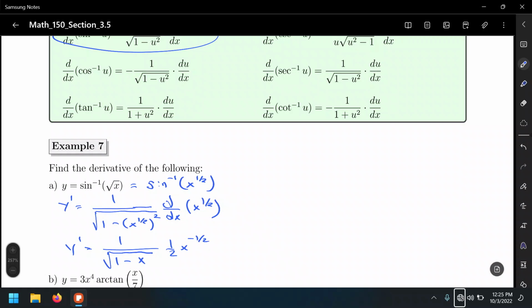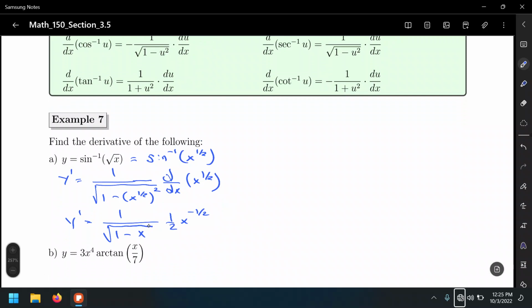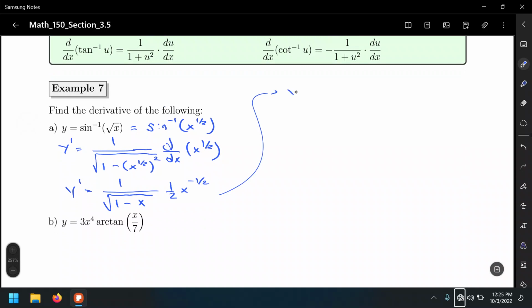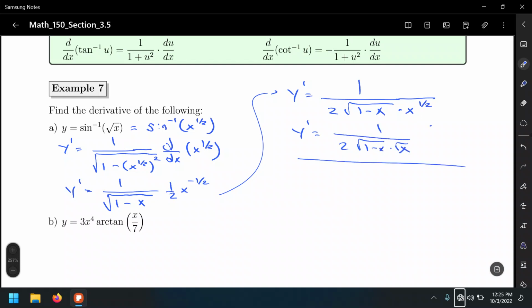The remaining part of the problem is just to rewrite this in a nicer way. Notice this denominator 2, I'm going to write it in front of the x. And so y prime equals 1 over 2 root of 1 minus x. And this x to the negative 1/2, I'm going to send to the denominator as x to the 1/2. At the same time, I'm going to rewrite this x to the 1/2 as root of x. So we get 2 root of 1 minus x times root of x. And we can leave it like this.